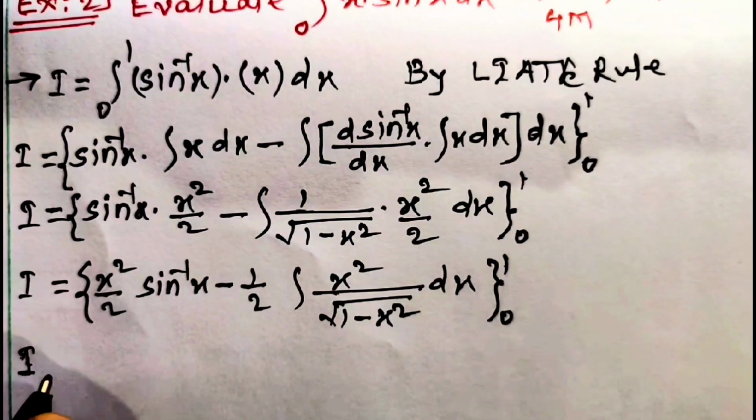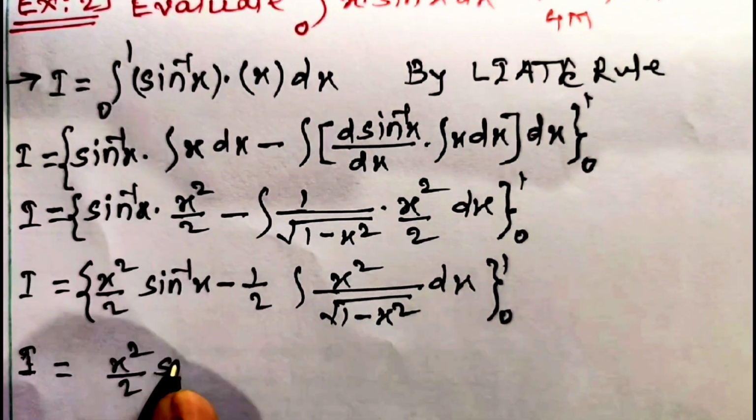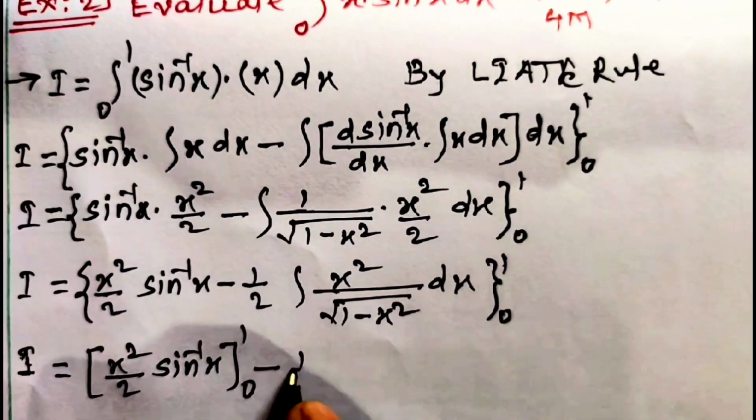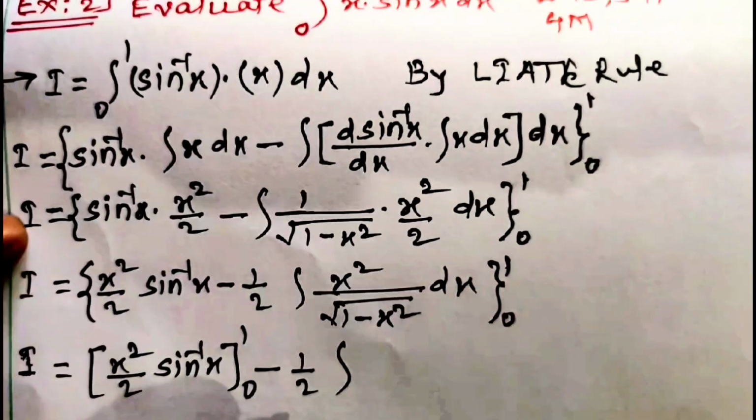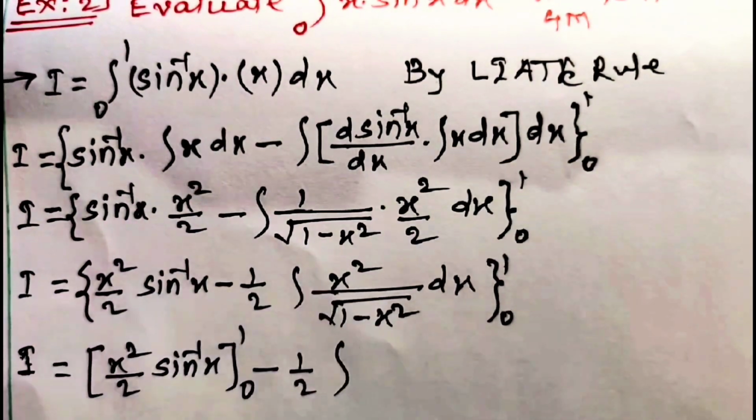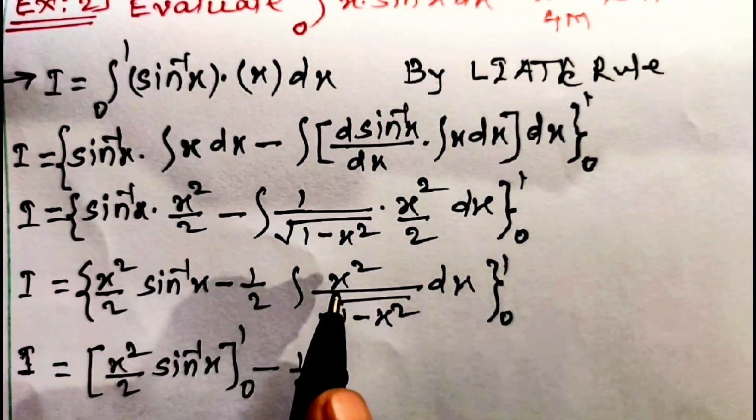I is equal to x square upon 2 sine inverse x, limits from 0 to 1, minus 1 upon 2 integral. Here we have to make an adjustment in the numerator, add and subtract 1. So we can write, take minus sign common.